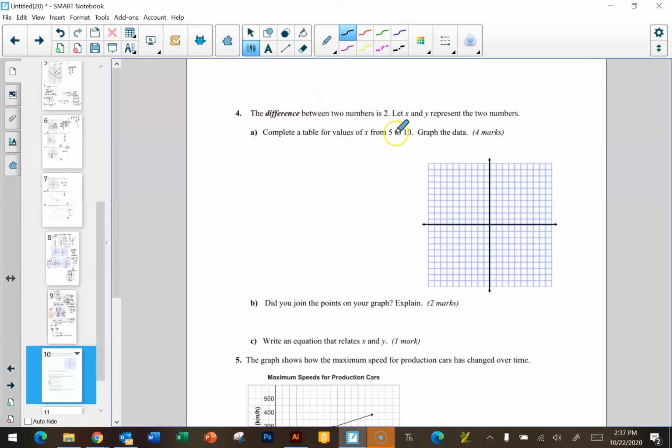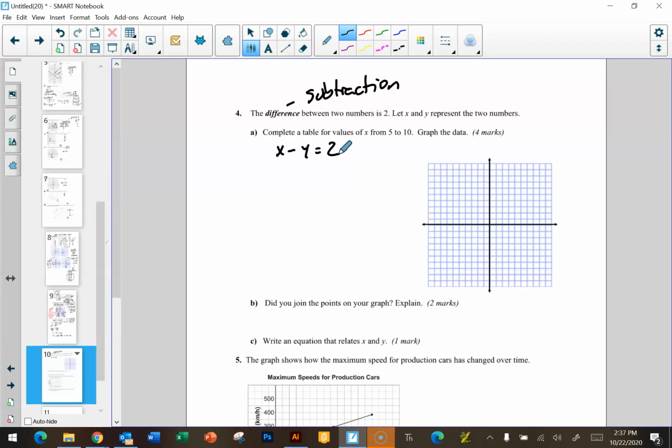The difference between two numbers is 2. Let x and y represent the two numbers. Complete a table of values and graph it. Okay, difference. You just got to read this properly. Difference is subtraction, right? So subtraction of x minus y equals 2. So let's just do that. X minus y equals 2.